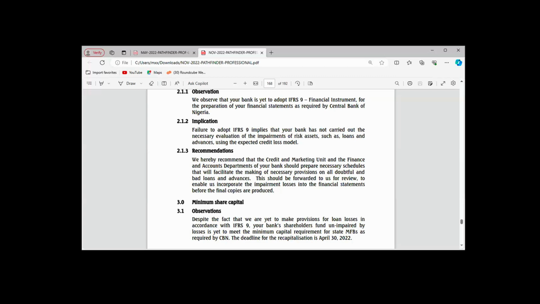Are you there? Yes, sir. It is recommended that the bank should adopt IFRS 9 by recognizing impairment of risk assets.